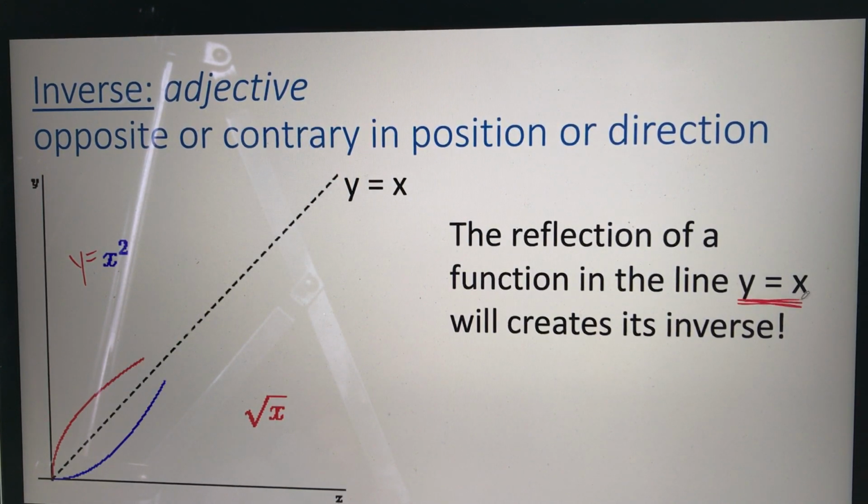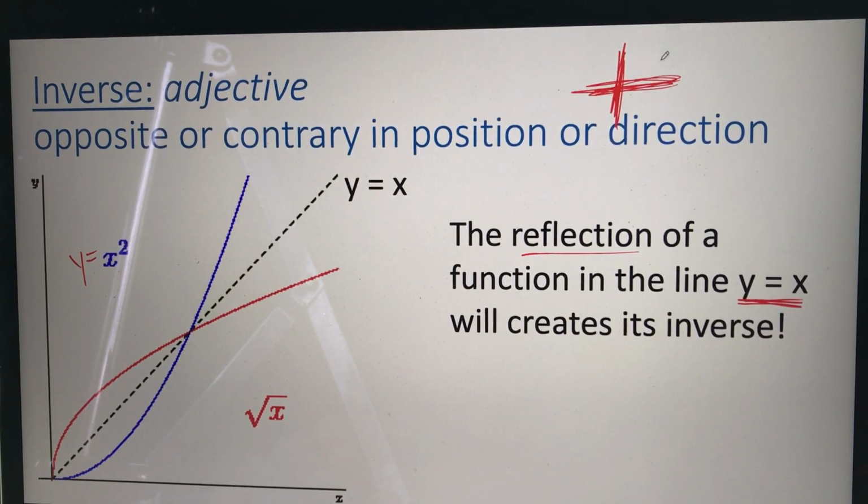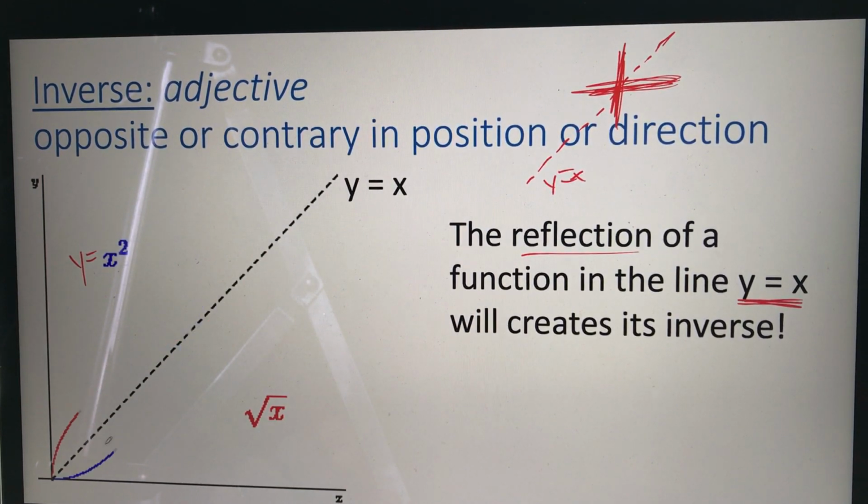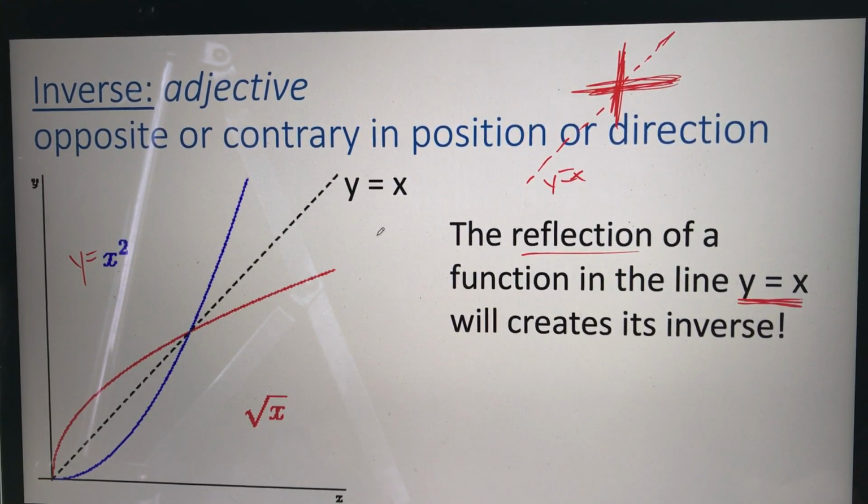line y equals x. So we've been talking about reflections as well as our transformations, and we've reflected over the y-axis, we've reflected over the x-axis, and now there's this sort of imaginary line where y equals x. And if we have any kind of function, like the blue function here is y equals x squared, then if I were to reflect that line over this line, y equals x, that would create the red line. And that reflection has a name, and it's called the inverse of the function.